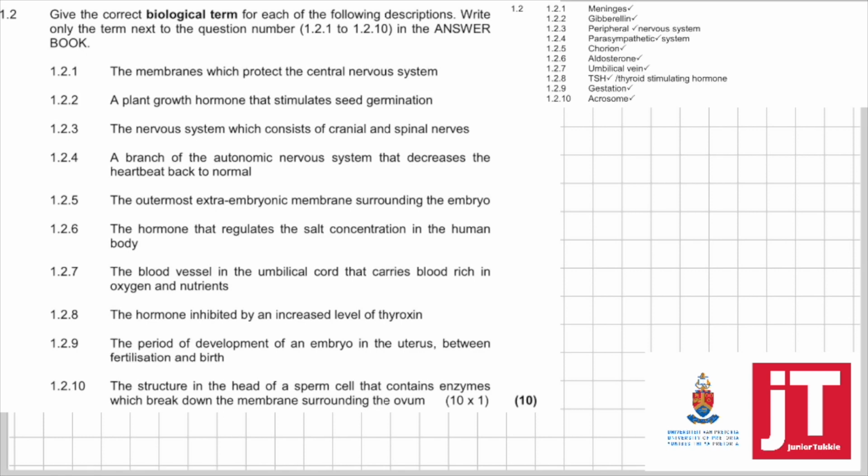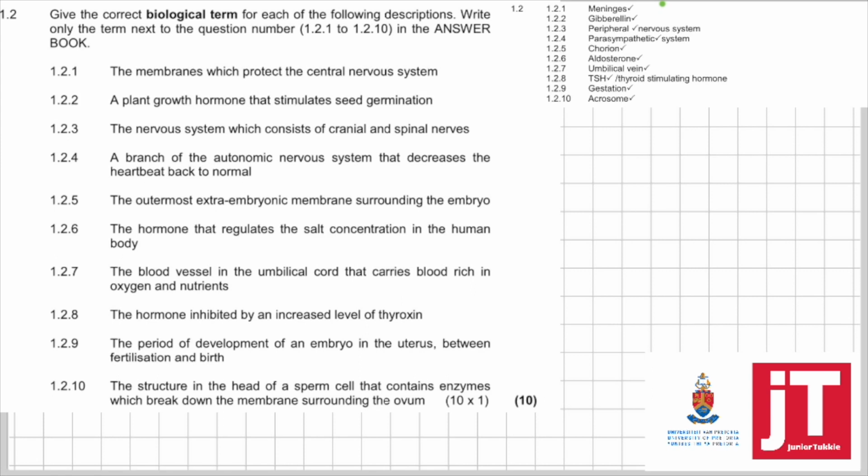Okay, now 1.2.1. The membranes that protect the central nervous system. Now, the question is the membranes, grade 12. They didn't ask the fluid, they didn't ask the bone, they asked the membrane. So your answer should be meninges. Look at how meninges is spelled.